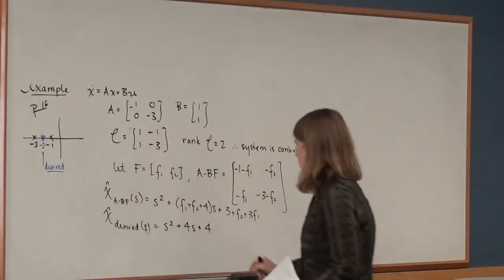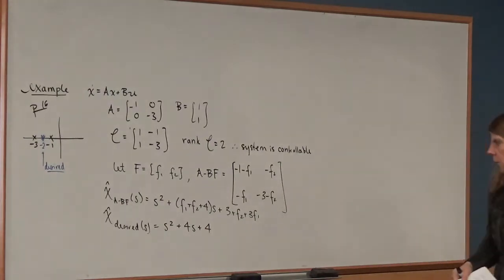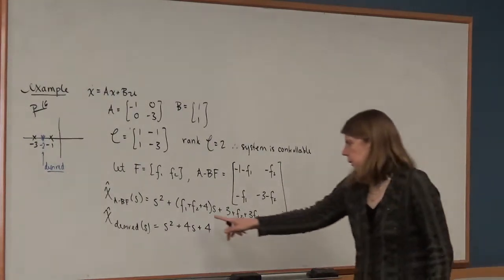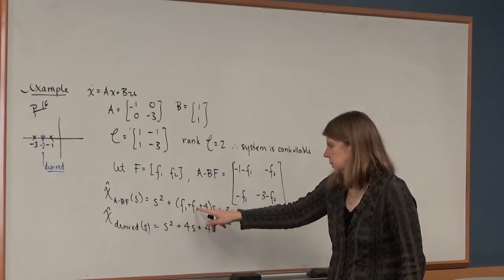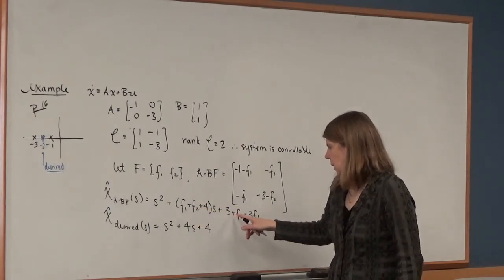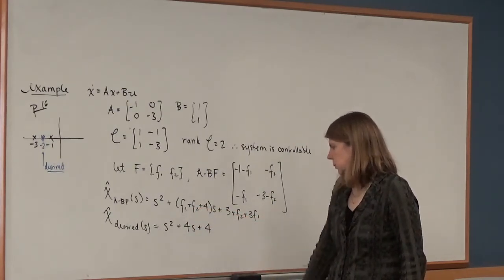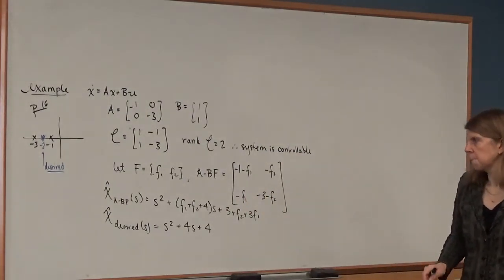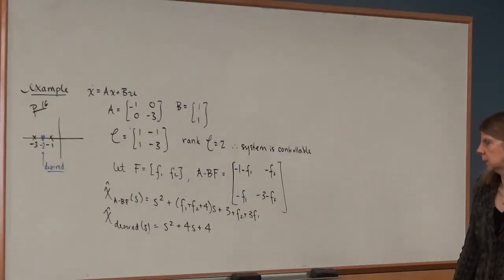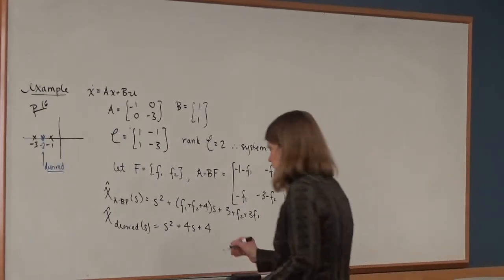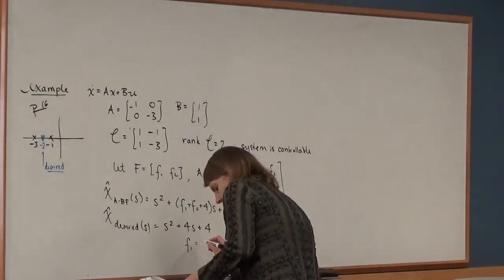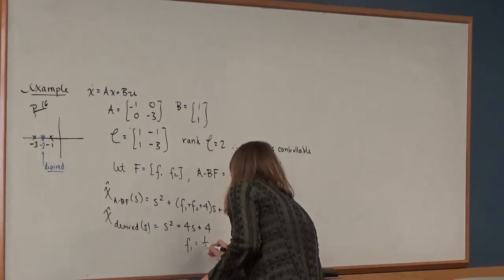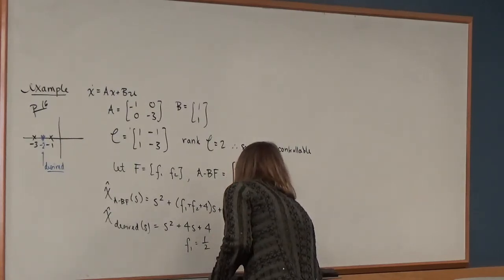And now we just equate the coefficients. So we have 2 linear equations: F1 plus F2 plus 4 equals 4, and 3 plus F2 plus 3F1 equals 4. And we know that we can do this because we've already proven that the system is completely controllable. So we quickly get that F1 is 1/2 and F2 is -1/2.